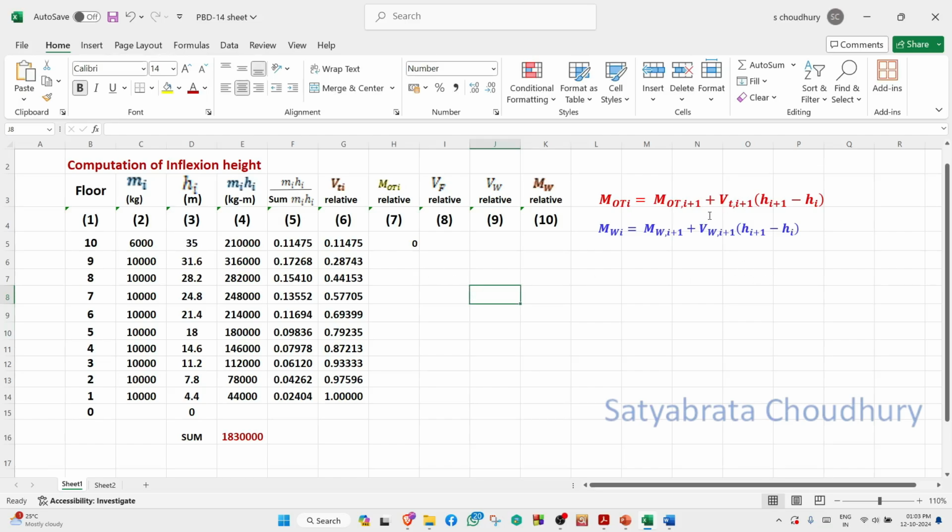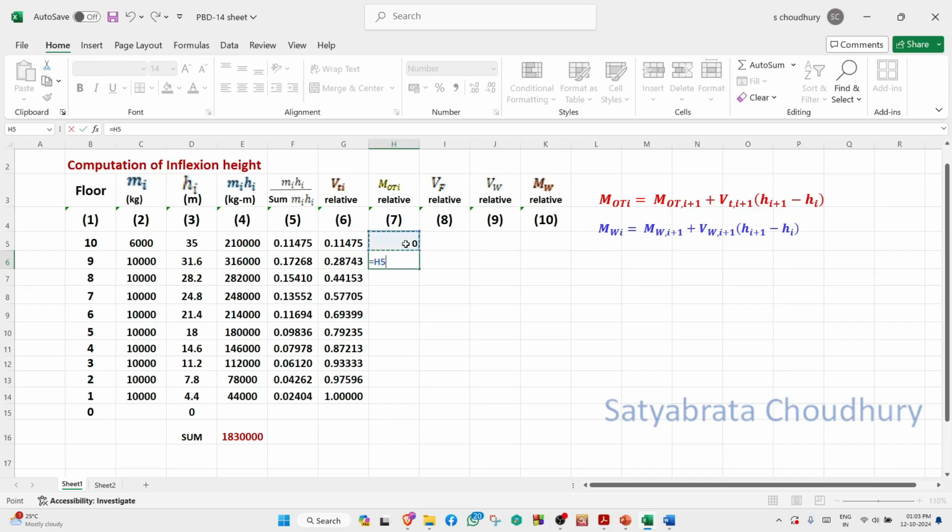So let us apply this formula to calculate other moments. So equal to the previous moment MOTI plus 1, this one, plus the previous shear, that is the shear in the upper floor, this star, the difference between the heights, that will give the interstory height. So equal to, you can put the heights, this height minus the next height.